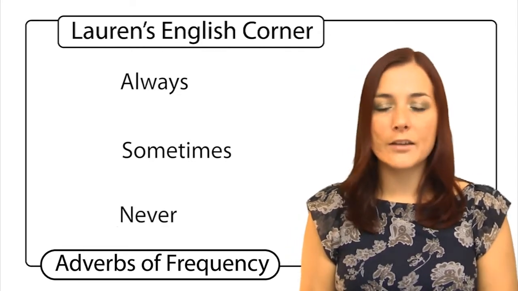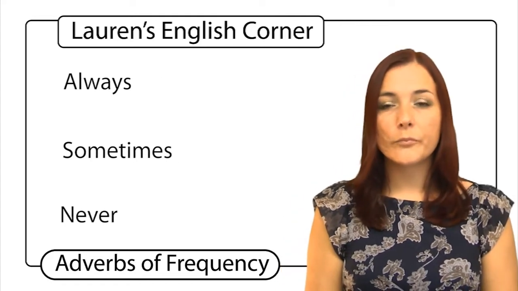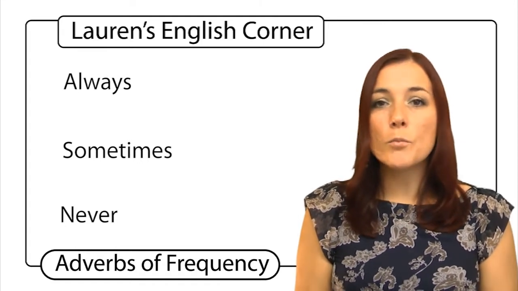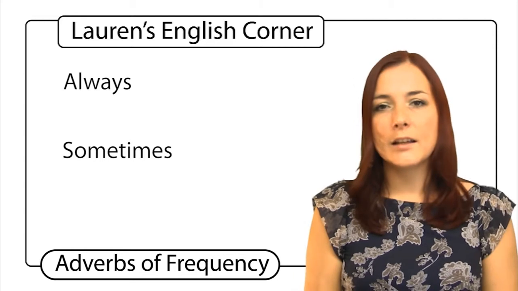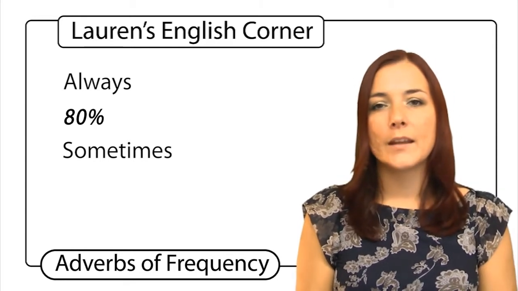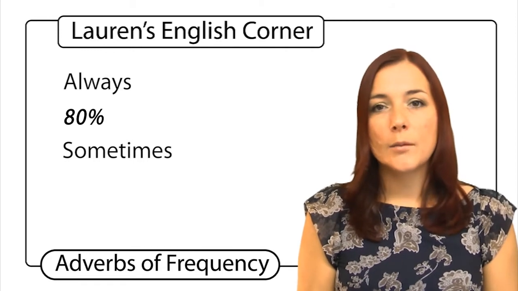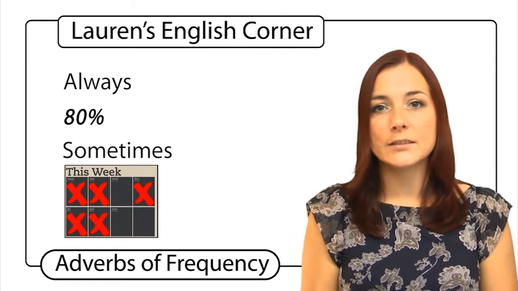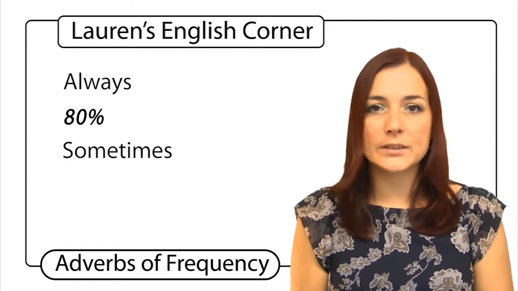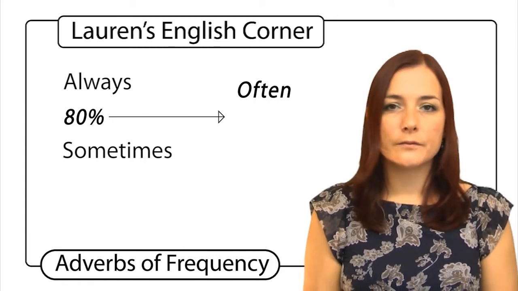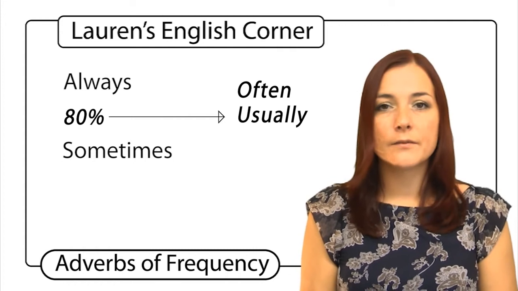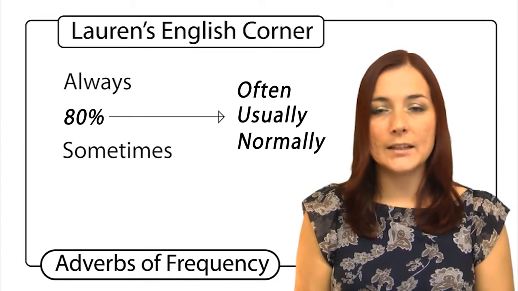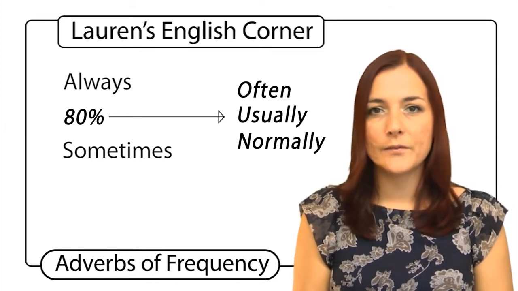But there are other words, adverbs of frequency, that we can use in the middle of these. For example, something that you do more than sometimes, but not always, maybe 80% of the time. Something that you do a lot. Maybe in 1 week you could do it 6 of the 7 days or 5 of the 7 days. You can use the adverbs of frequency often, or usually, or normally. These all have the same meaning, and you can choose to use which one you like.